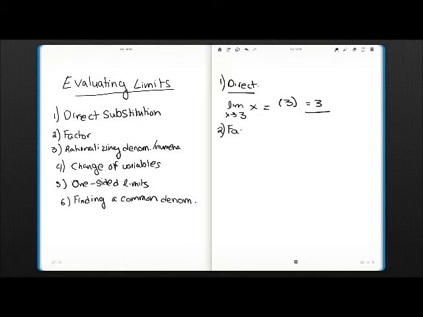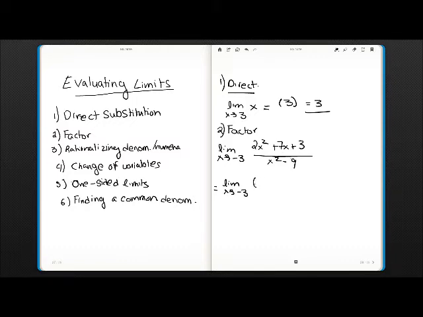The second one is factoring. This is where you factor and try to get rid of the common factor if you're not able to solve for the limit. So let's look at this function: the limit as x approaches negative 3 of 2x squared plus 7x plus 3 all over x squared minus 9. In this we can factor the denominator and the numerator.